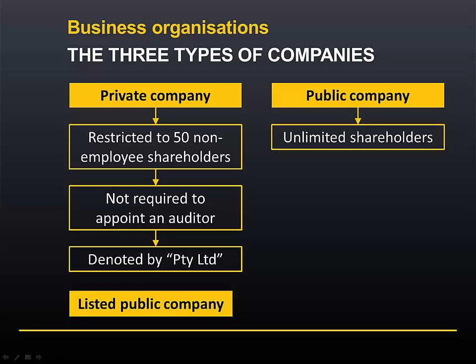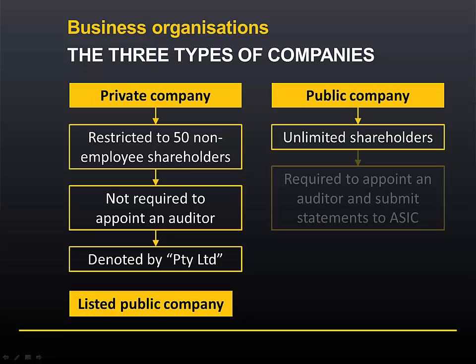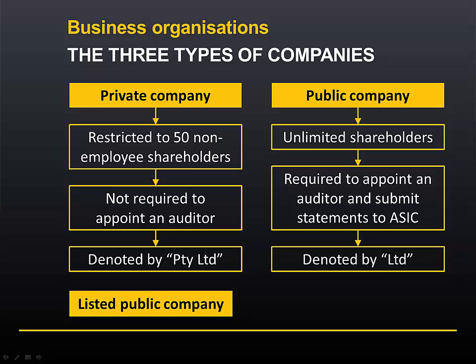Public companies can have an unlimited number of shareholders, are required to appoint an auditor, and must submit financial statements to ASIC, the Australian Securities and Investments Commission. And public companies are denoted by just the letters Ltd for limited.